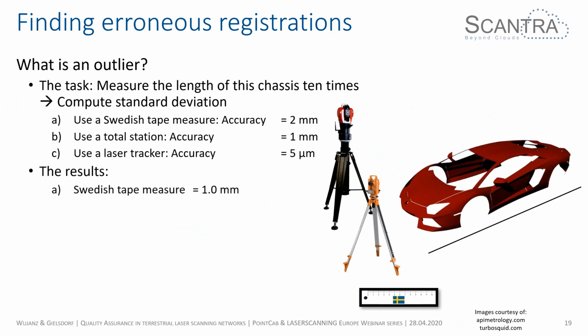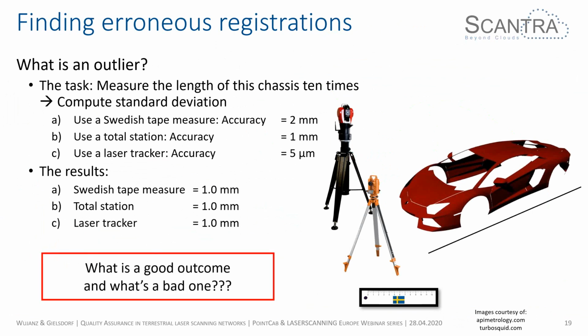Let's have a look at the results. We measured 10 times with a tape measure and computed the standard deviation. The result is 1 millimeter. We did the very same with the total station. The result is 1 millimeter. And you probably guessed right, we did it again with the laser tracker. The result is 1 millimeter. Now let's raise the question: what's a good outcome and what's a bad one?